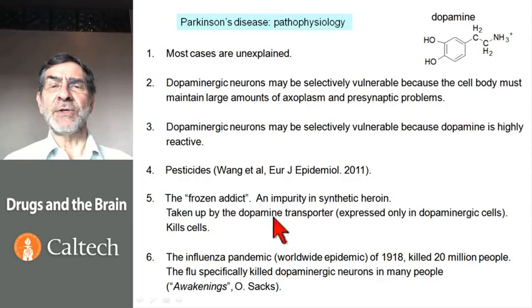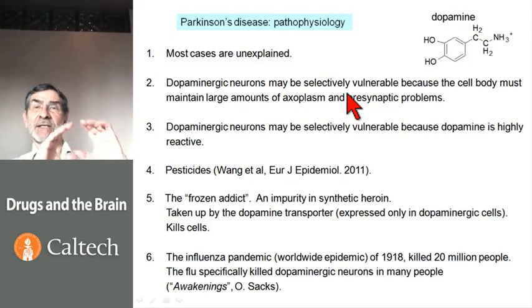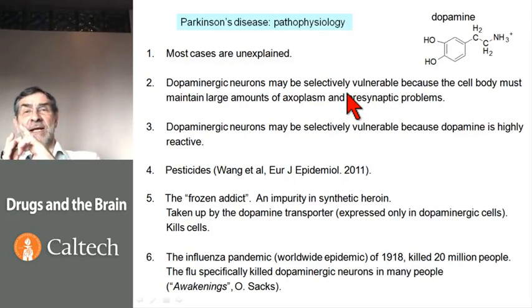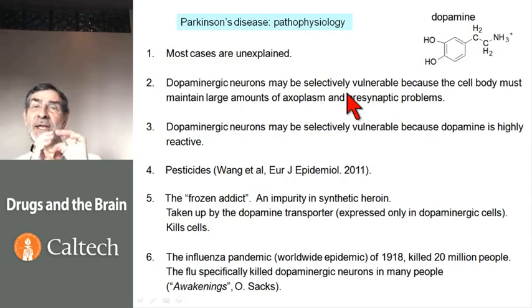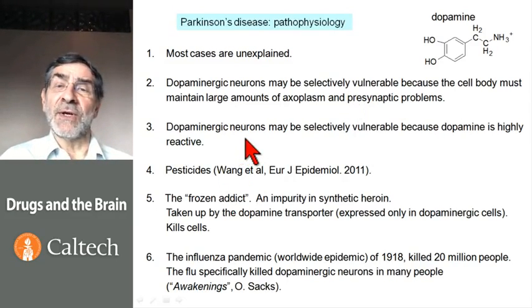people suspect that dopaminergic neurons may be selectively vulnerable because the cell body of a dopaminergic neuron must maintain large amounts of axoplasm and presynaptic proteins. Here's the cell body, and as you know, it projects to many areas of the central nervous system, many parts of the brain. And so it is maintaining an enormous amount of cytosol in its axon and at its axon terminals. And this puts a tremendous burden on the cell body, which must then be maintained for many decades of life.